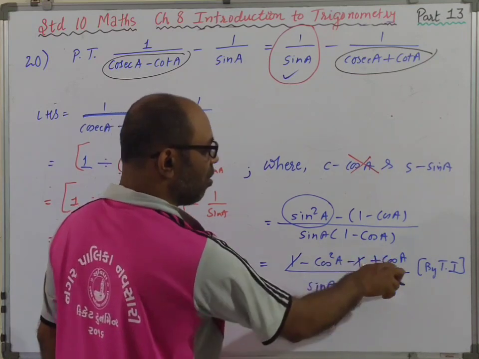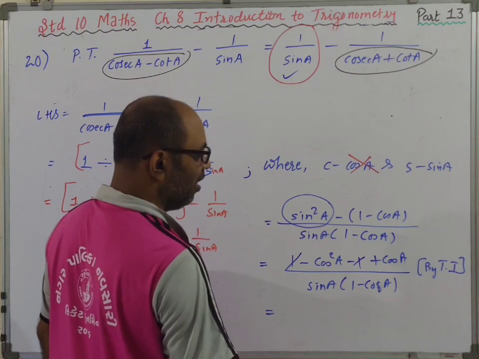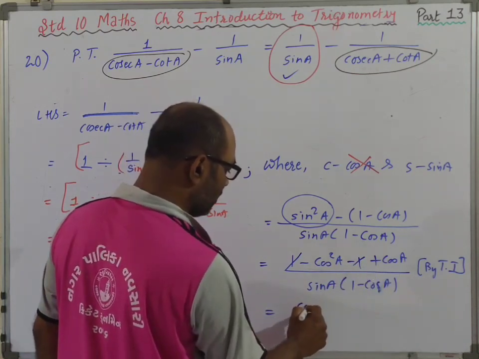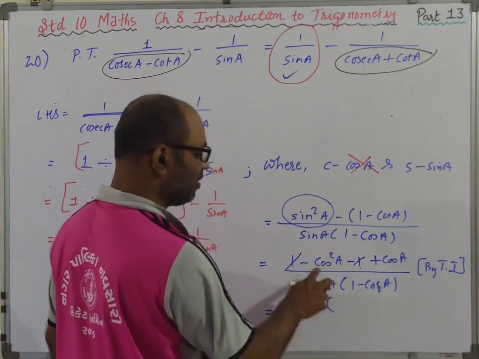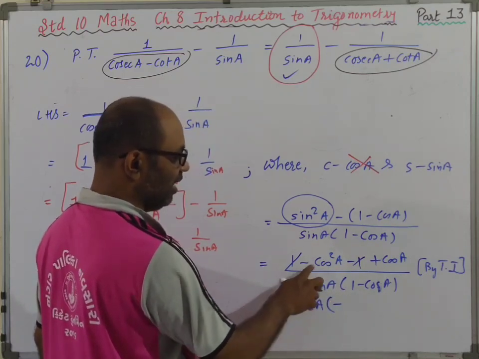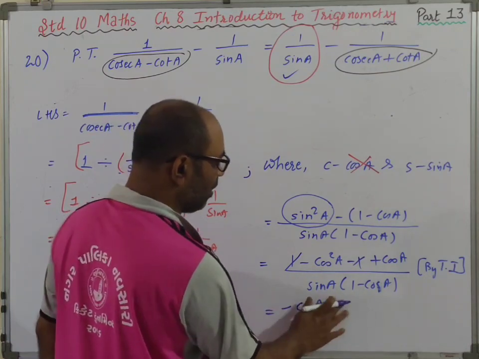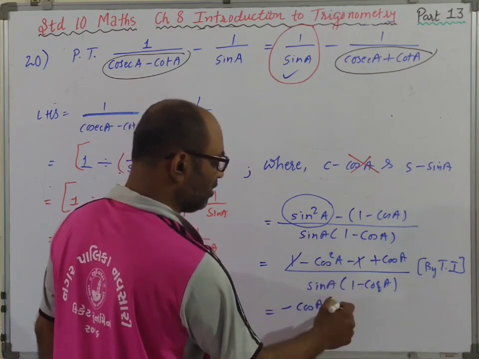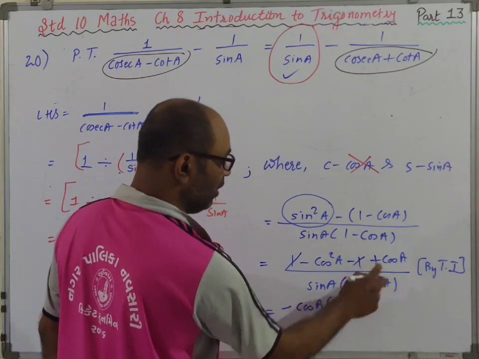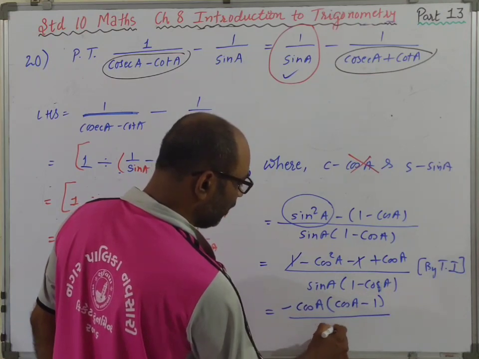ये cos square और cos में, cos is common children, है ना? Alright, I'll take plus cos A is common, please. So here minus sign remains. आपकी समझ में आ रहा है कि नहीं? Or you would like to take minus common? Okay, minus common, minus cos A common. So your first term will be cos A, sign will change minus 1 whole upon sin of A.